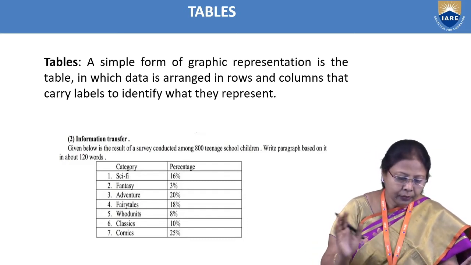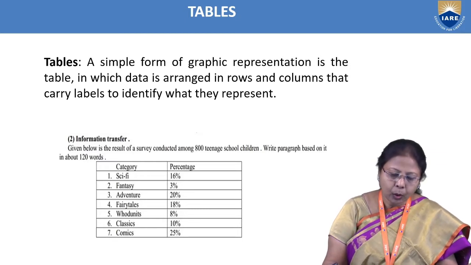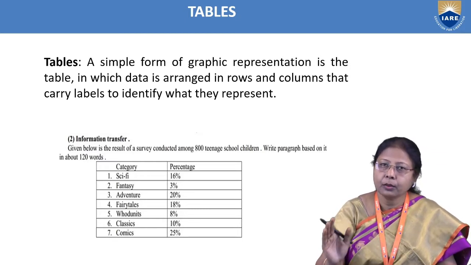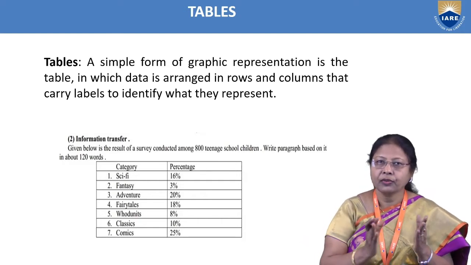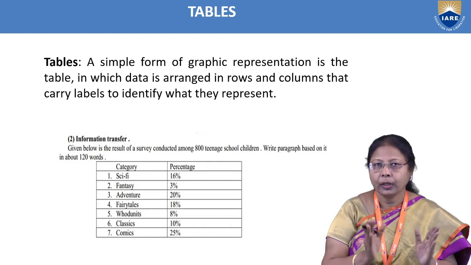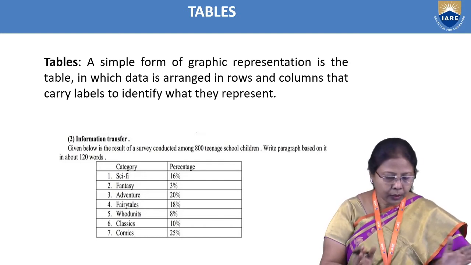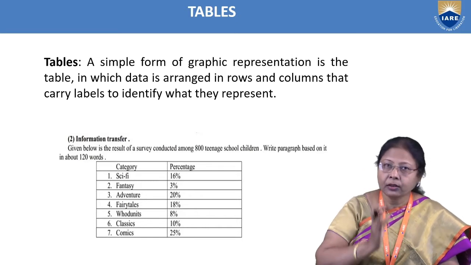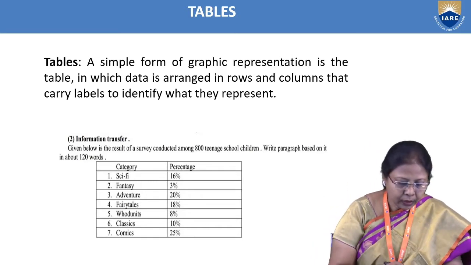Here I gave the result of a survey conducted among 800 teenage school children. We have taken a survey on what type of children we have and kept it in the form of a table here. So here you see, the first column is category, the second column is percentage. Just go through this.